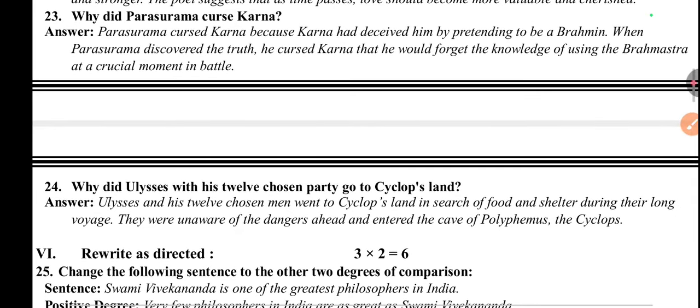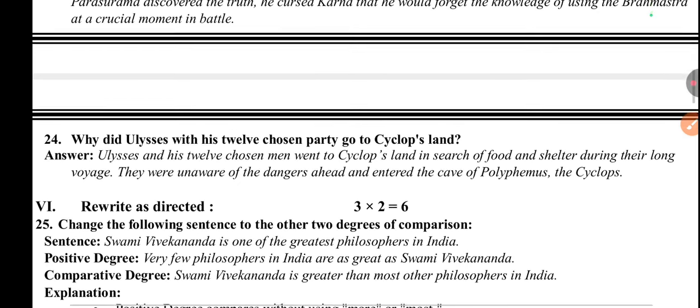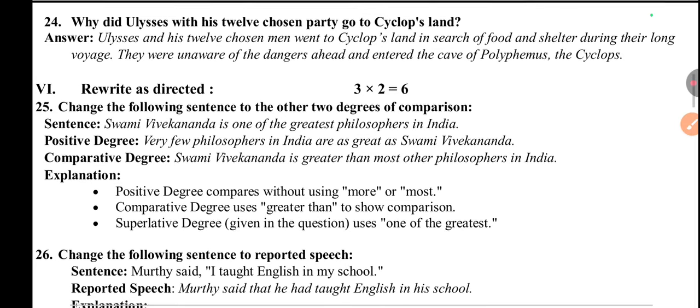Question number 23. Why did Parashurama curse Karna? Parashurama cursed Karna because Karna had deceived him by pretending to be a Brahmin. When Parashurama discovered the truth, he cursed Karna that he would forget the knowledge of using the Brahmastra at a crucial moment in battle. Question number 24.